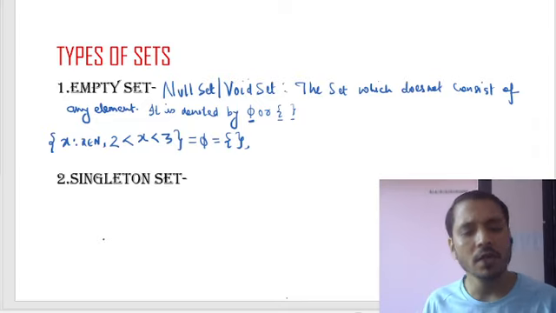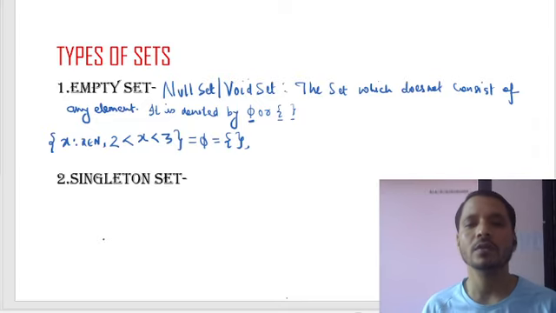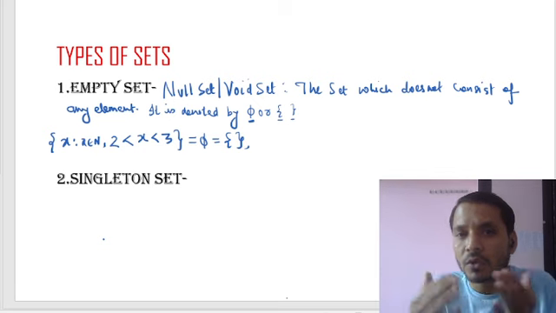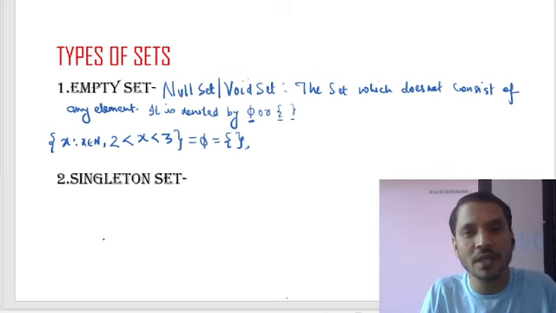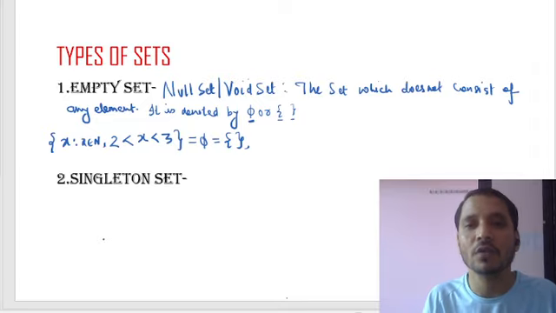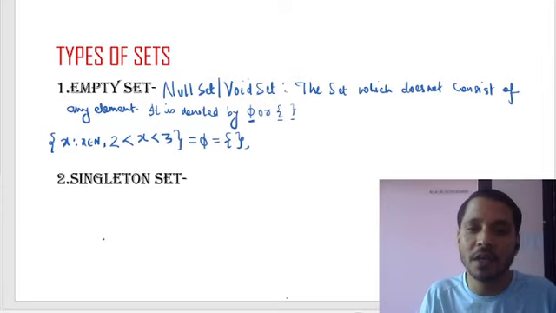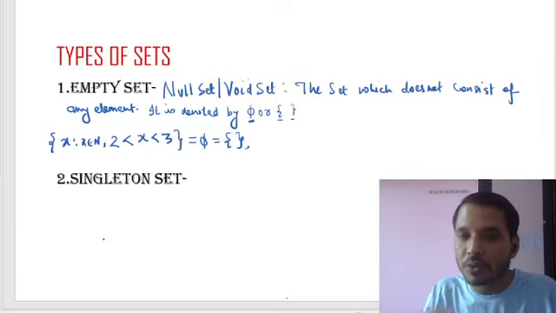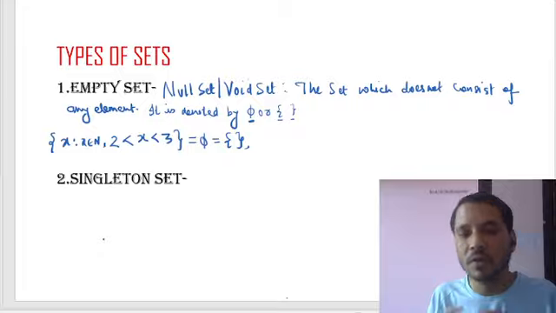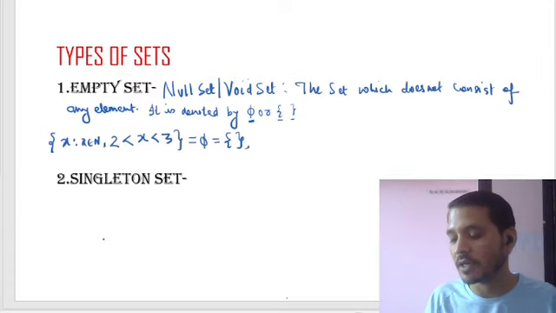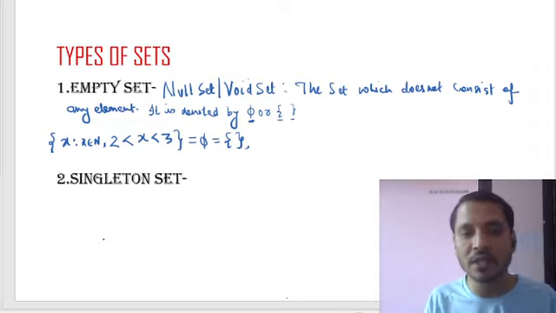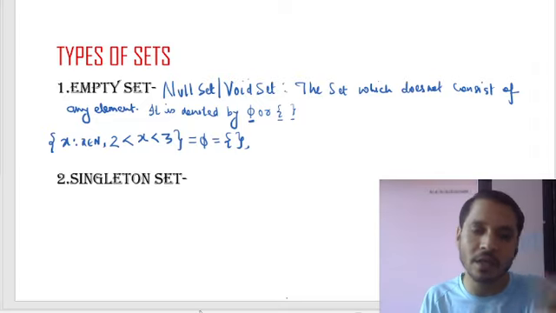Another example: can you tell me any student who is studying in both the 11th class as well as the 12th class at the same time? Again there is no such student who can study in both classes at the same time in a school. So that type of set is called the empty set, where elements are not possible in that set.